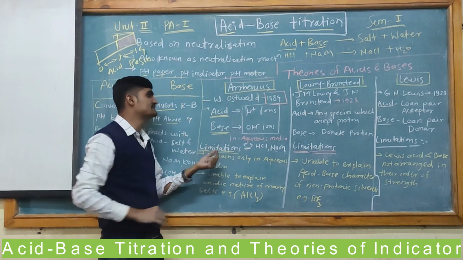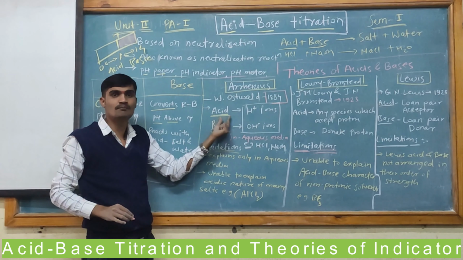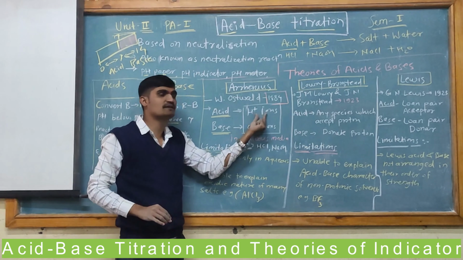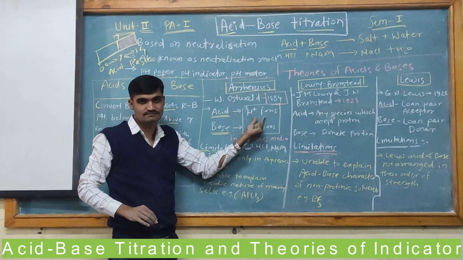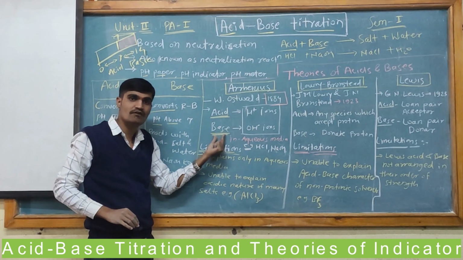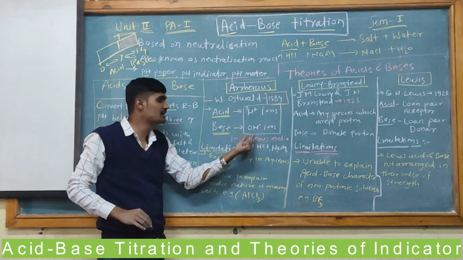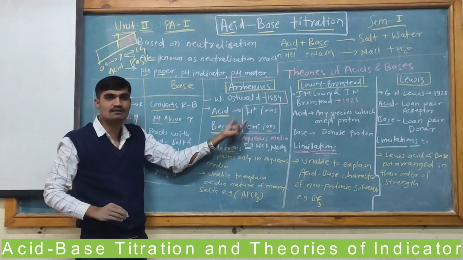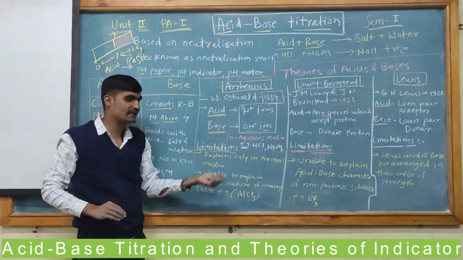According to the Arrhenius theory, an acid is a compound that, when dissolved in aqueous media, gives H plus ions. A base is a compound that, when dissolved in aqueous media, gives hydroxyl ions. That is the simple concept of acid and base according to the Arrhenius theory.